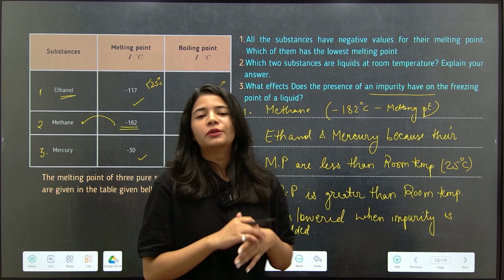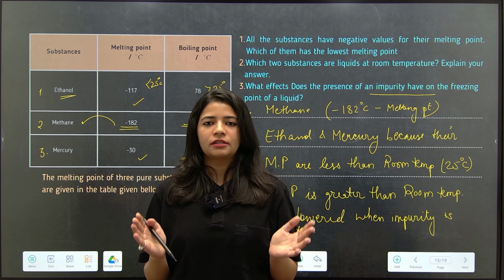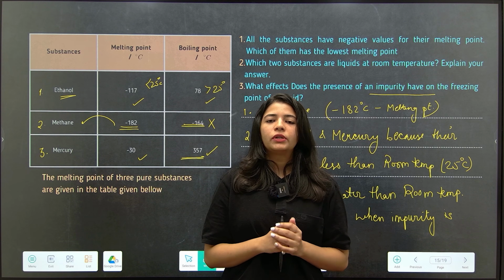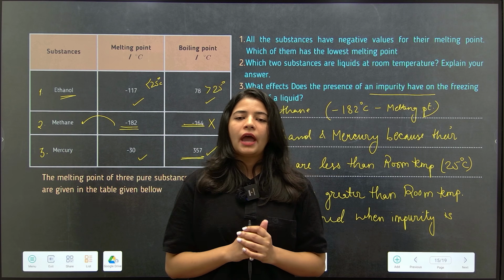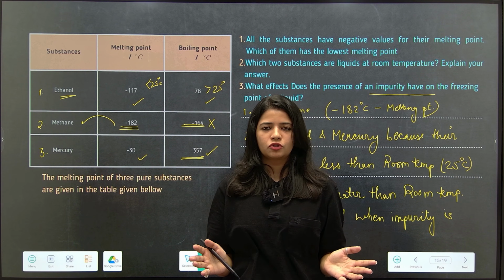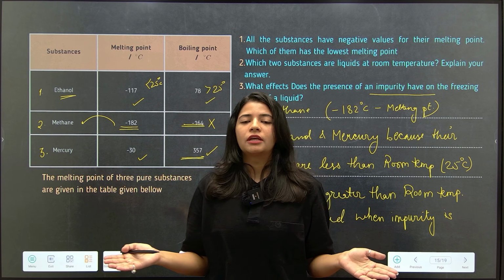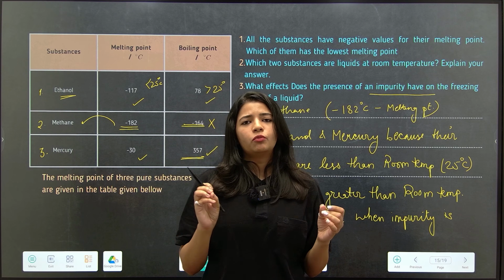Okay students, so this is it for this class. In the next class we will discuss kinetic particle theory, then we'll talk about the heating curve and cooling curve, and at the end of this chapter, states of matter, we will discuss what diffusion is and how it changes according to the molecular mass of substances, along with a few more questions.